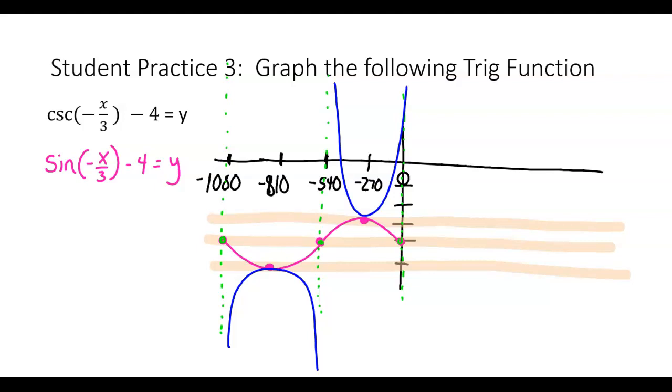Your sine wave, since it has a negative on the inside, should have started at the midline and after that gone in a downward direction before continuing the rest of the pattern. Okay, we have our vertical asymptotes wherever the sine function is touching the midline. And then we have our little blue parabola shapes, which is actually what we're trying to get for the cosecant function.